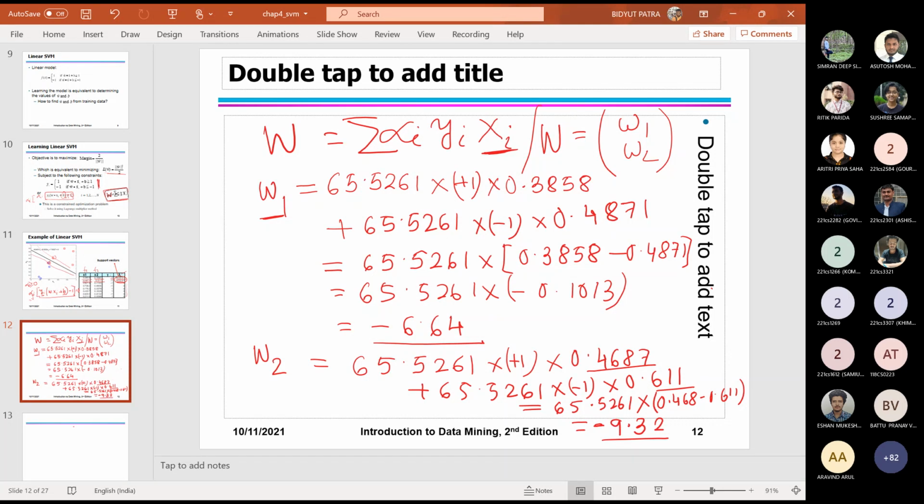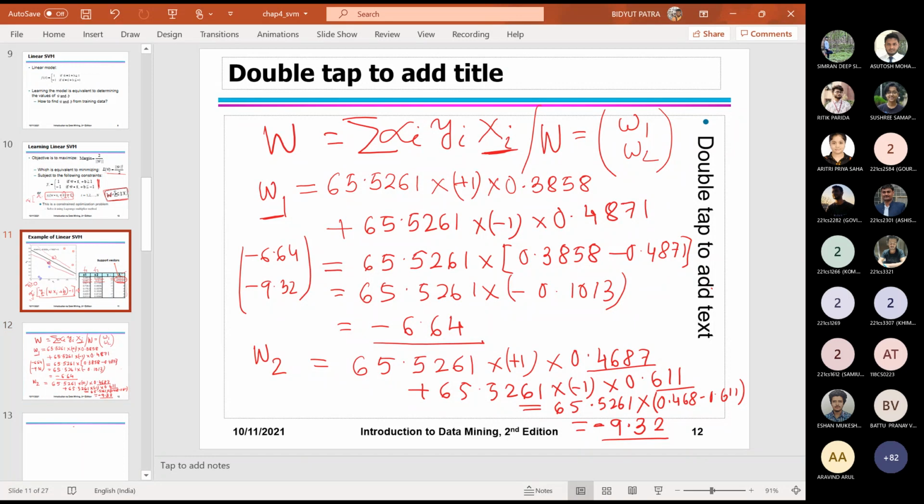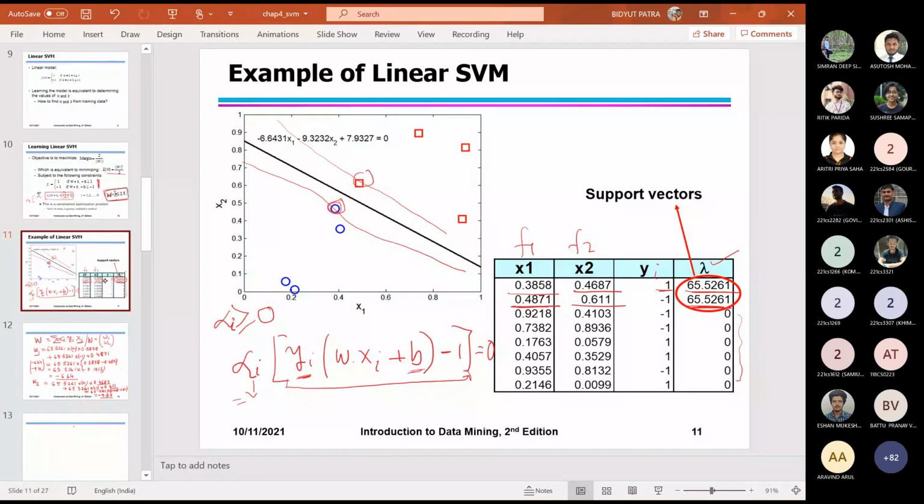So now we got W1, W2. So the vector is nothing but minus 6.64, minus 9.32. Therefore, this is the decision line: minus 6.643 x1 minus 9.32 into x2 plus, we have to compute this value, that is b.